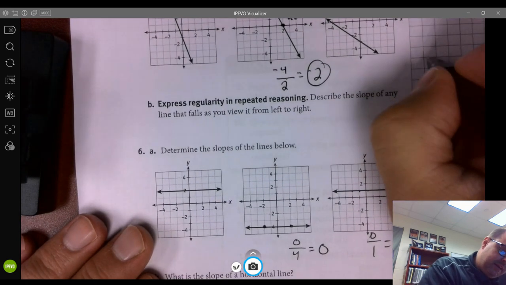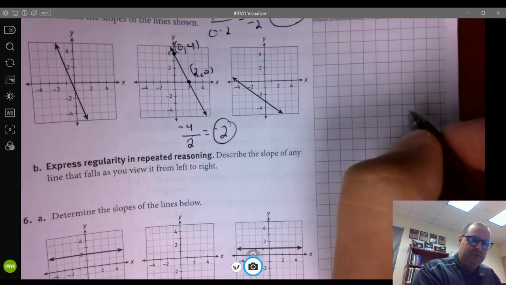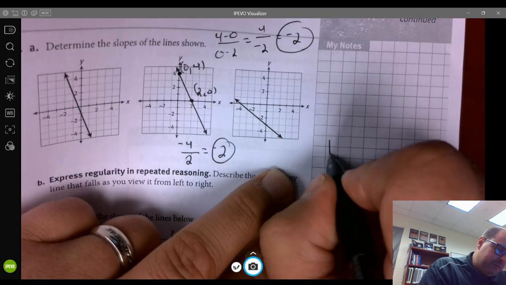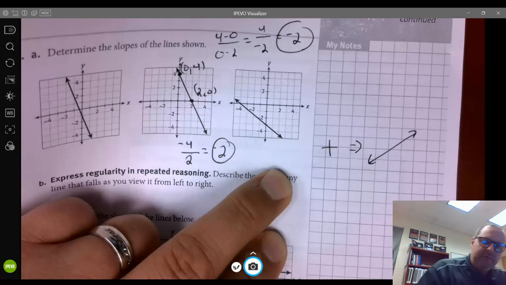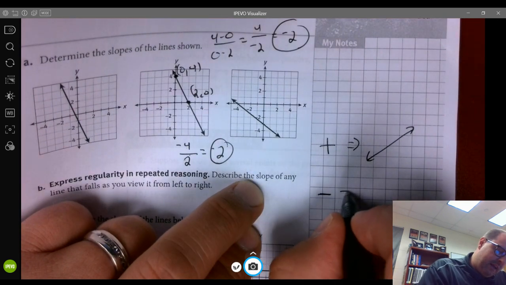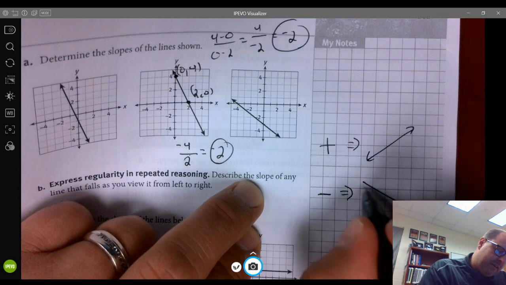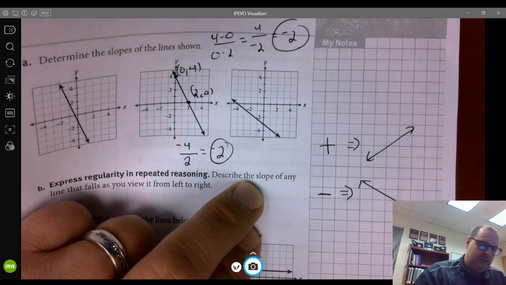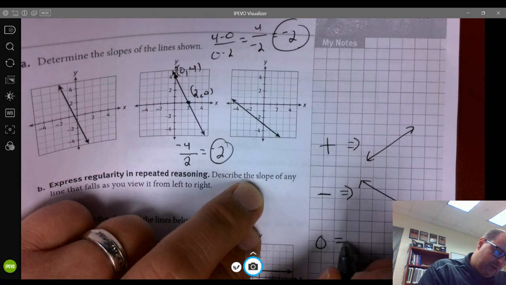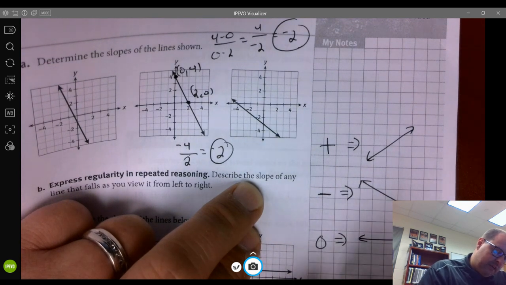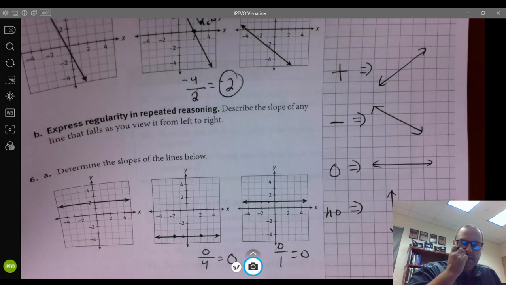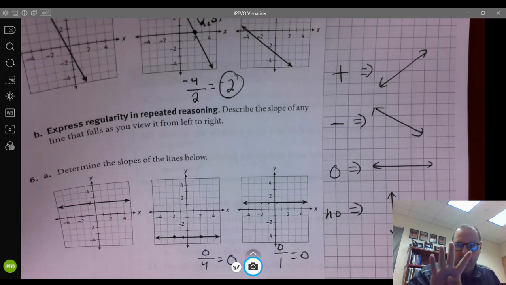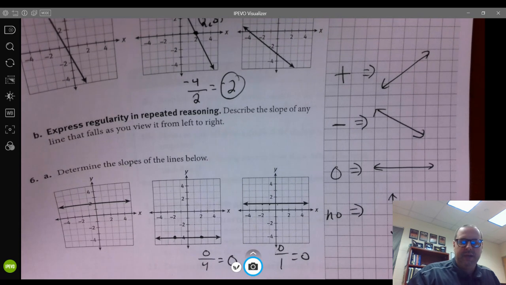So when we look at things, what they're trying to get us to think about here as well is we have 4 types of slope basically. A positive slope would be a line that is going up from left to right. A negative slope is a line that is going down from left to right. Okay. A 0 slope is a completely horizontal line. And then no slope or undefined slope is a completely vertical line. So those are the 4 kinds of slopes that we can have.